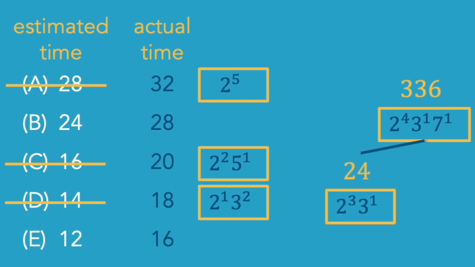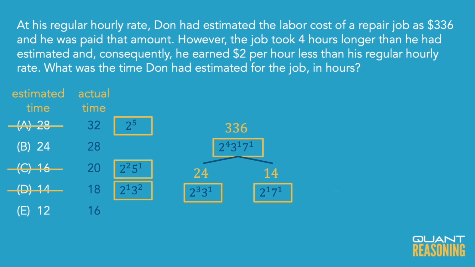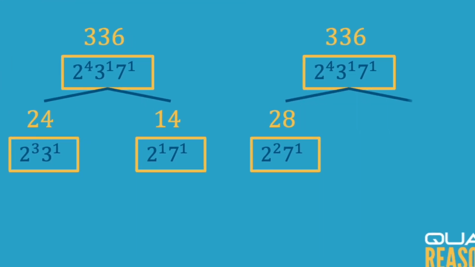What I'll do is I'll take the prime box of 24 and compare it to the prime box of 336 to figure out what's missing, what's the other factor. So if 24 has 2 cubed and 3 to the power of 1, what's missing is 2 to the power of 1, 7 to the power of 1, so that's 14. Now I'll do the same thing with the actual time for answer choice B. So the prime box of 28, that's 2 squared, 7 to the power of 1. Comparing that to the prime box of 336, what's missing? 2 squared, 3 to the power of 1, or 12.